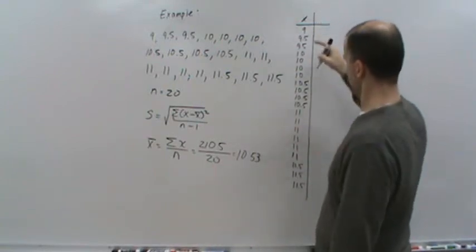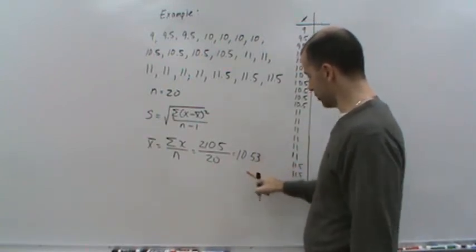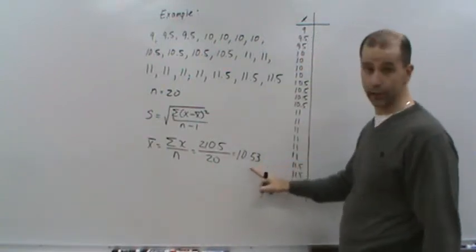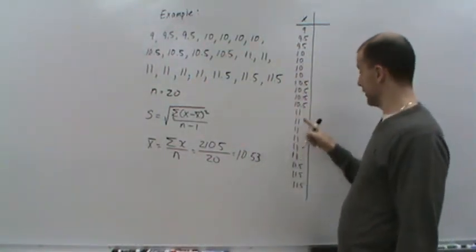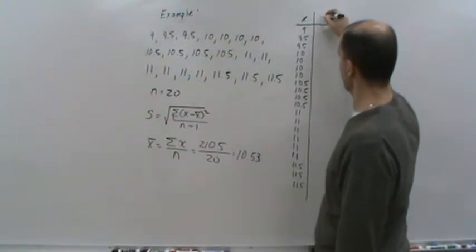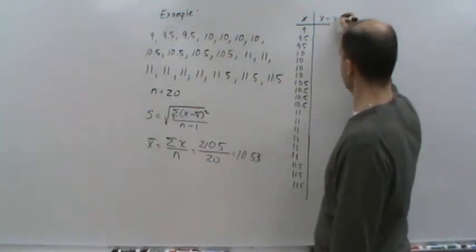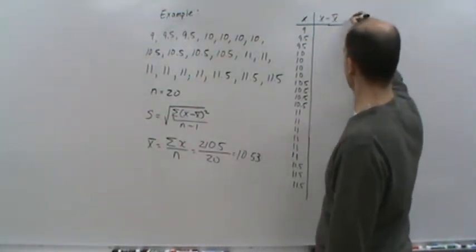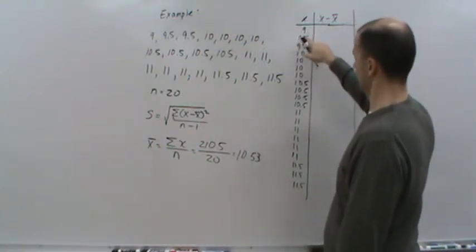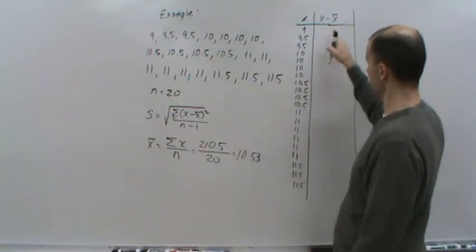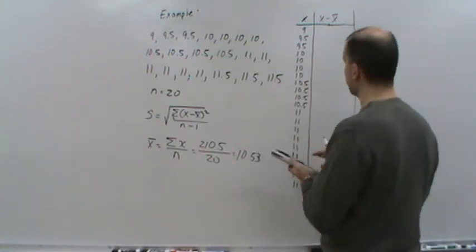So the second value, so again, this is 10.53. So now what I'm going to do is I'm going to subtract off 10.53 from each one of these values. So this column, next column, is just going to be x minus x bar. That's what my column is. And so what I'm going to do is I'm going to subtract off this from each one of these and put it in here. So I'm going to do that.